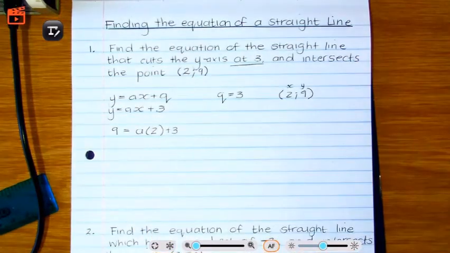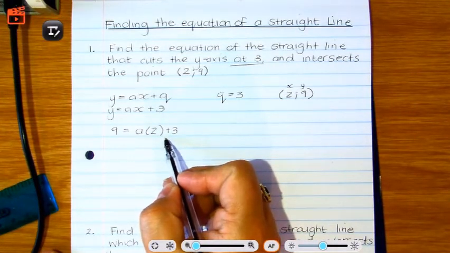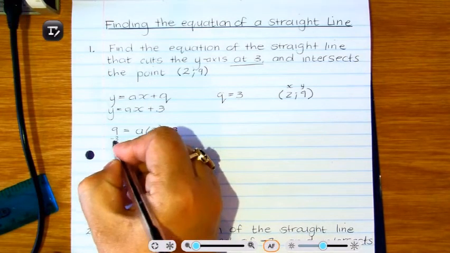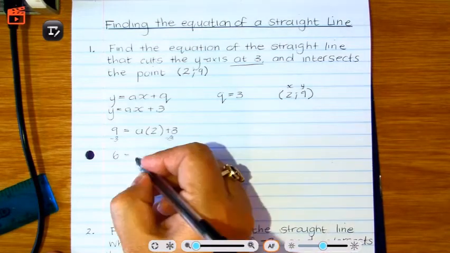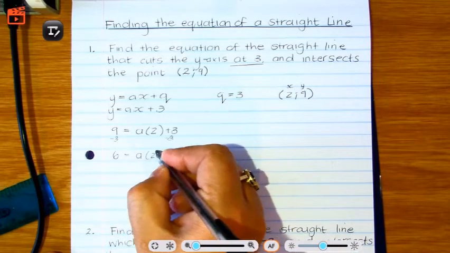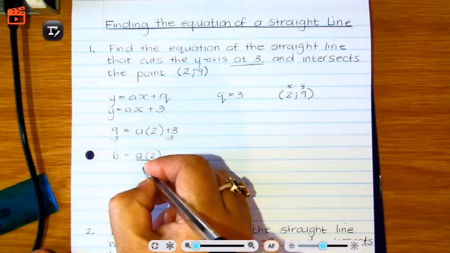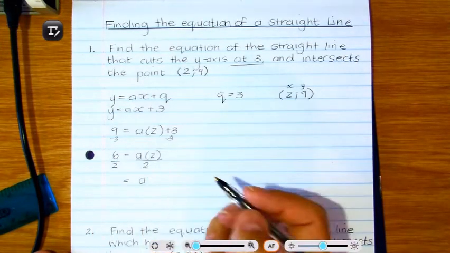And now it's just a simple equation where I'm trying to solve for a. I want to get a on its own, so I'm going to get rid of this plus 3. To get rid of it, I minus 3 from both sides. So 9 minus 3 is 6, is equal to, and those 3's cancel out, and I've got a times 2. But now I want a on its own, so the opposite of times 2 would be divide by 2. What I do to the one side, I do to the other, and I get a is equal to 6 divided by 2, which is 3.